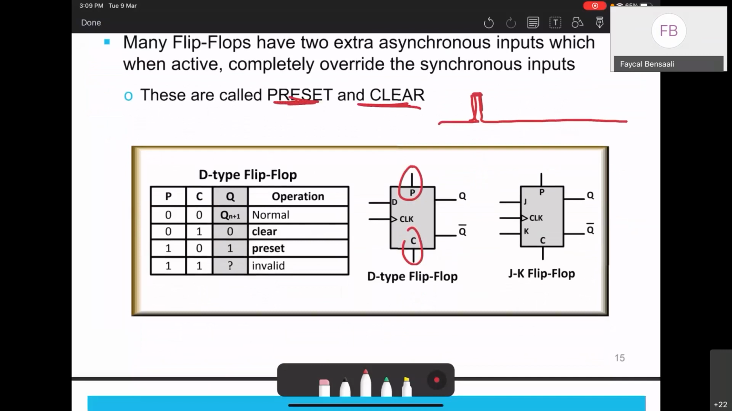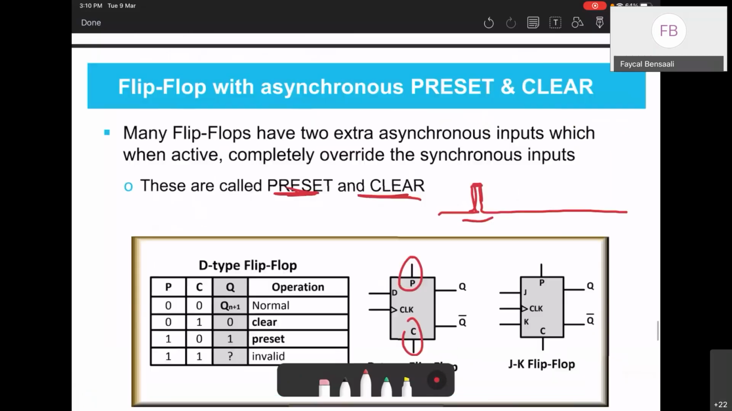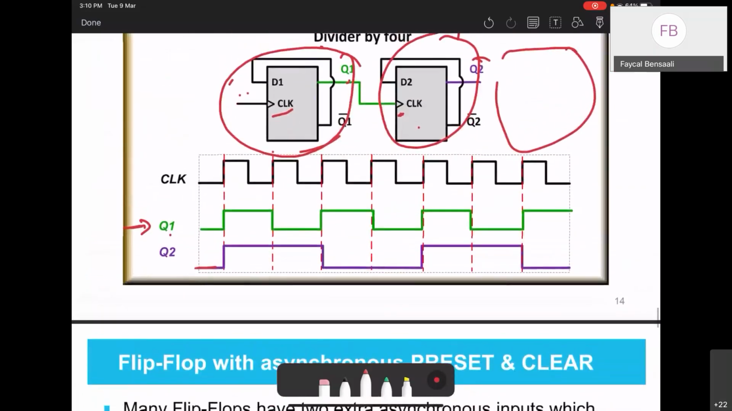You may have to set it, for example, to force it to start with 1, or you may have a reset. We always start with 0. So you may have it just to reset, or you can have both. You can start with 1, you can start with 0. And usually it's just one pulse just to get it to start with 0 or 1, and then that's it. The circuit will start operating. Is this clear?